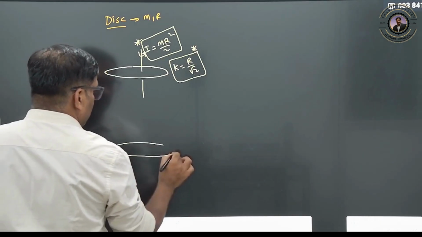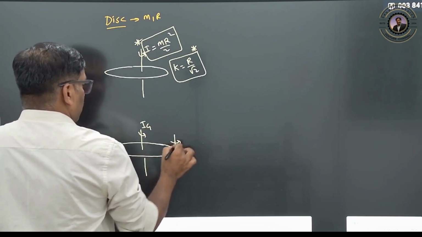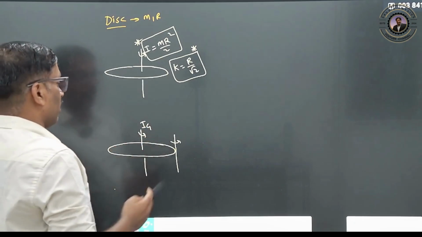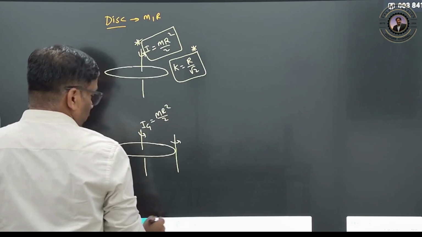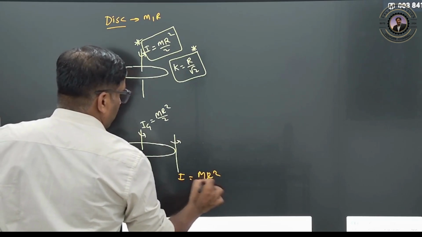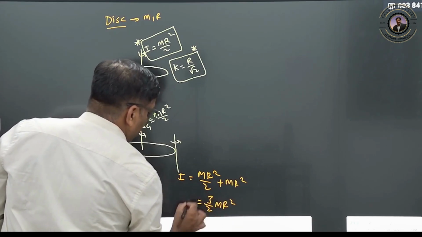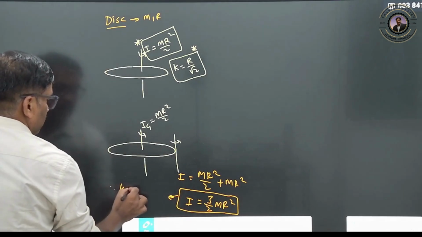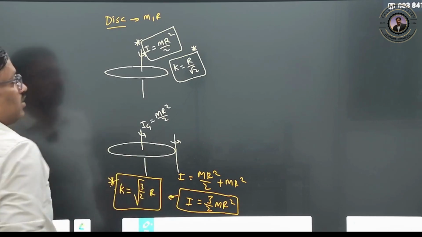Now we will take one more disc. This is your Ig. Now this is the axis passing along the tangent and perpendicular to the plane. Here Ig is MR squared by 2. So for the moment of inertia, using the parallel axis theorem, MR squared by 2 plus MR squared. Therefore, 3 by 2 MR squared will be your moment of inertia. What is the radius of gyration here? Root 3 by 2 into R. This is your radius of gyration.